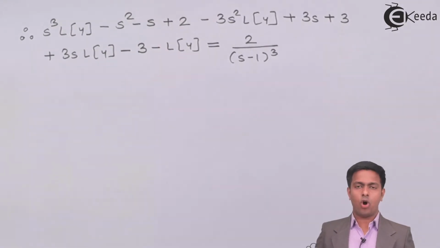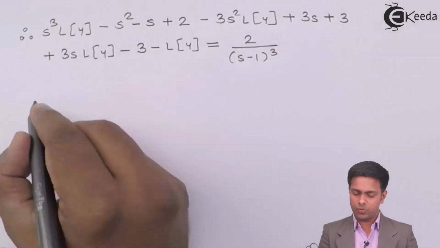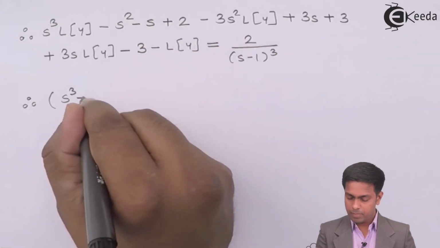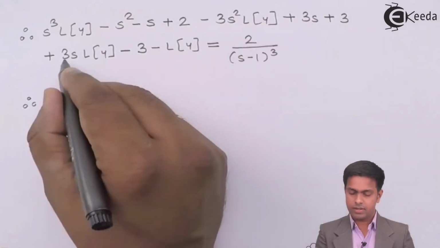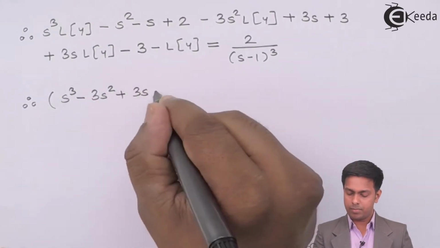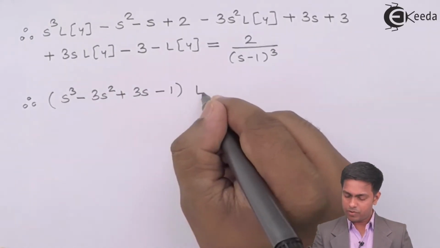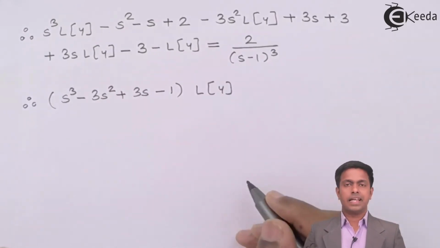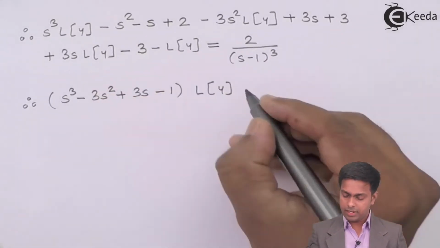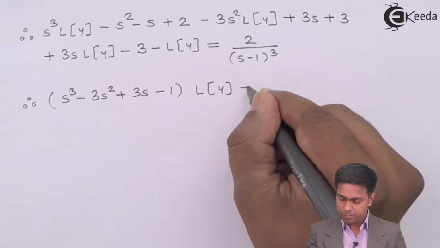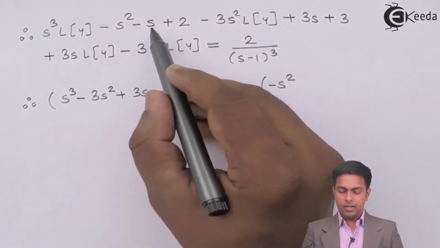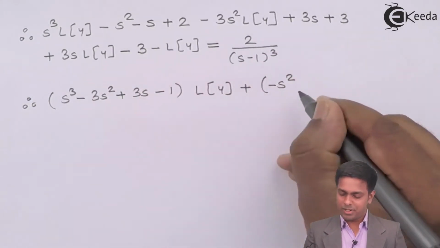Now guys, let's take all Laplace of y terms together. So we'll get, therefore, s cube minus 3s square plus 3s, and here minus 1 into Laplace of y. Next, let's take the remaining terms together. So negative s square, that is the only term. So here I'll write down plus in the bracket minus s square minus s and plus 3s will become plus 2s.